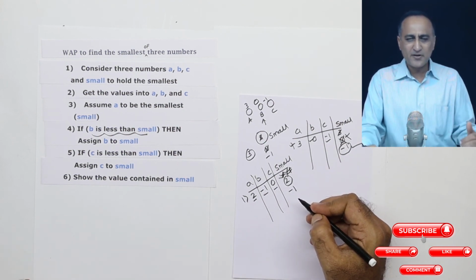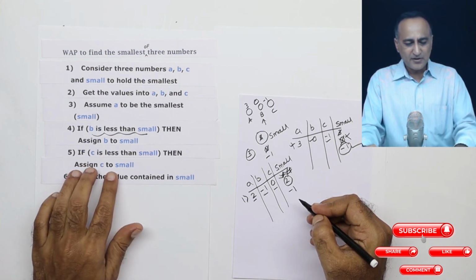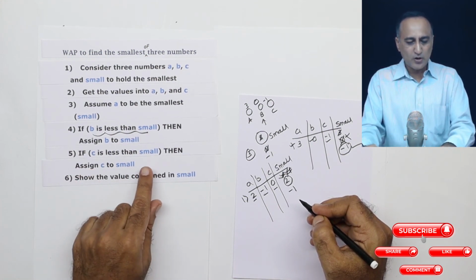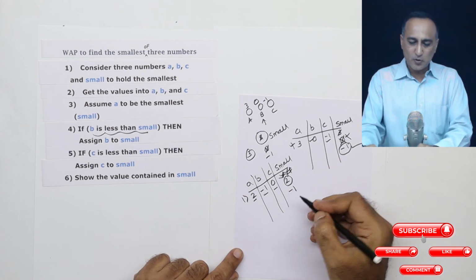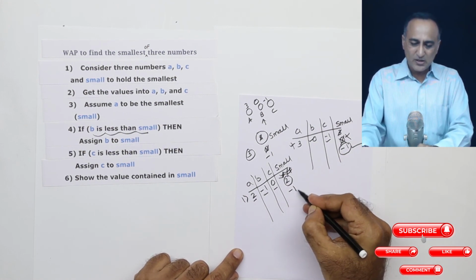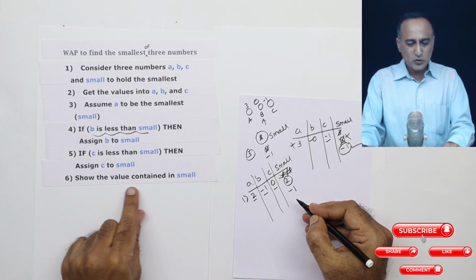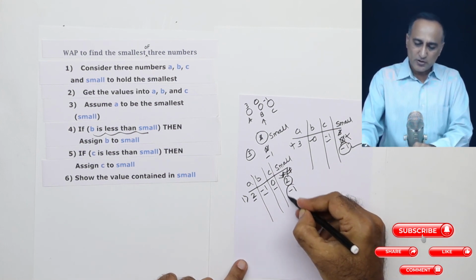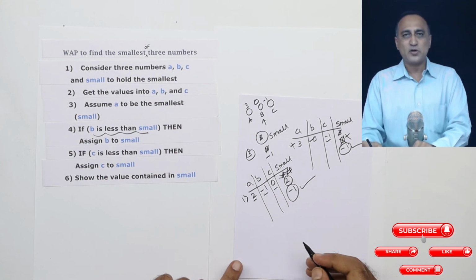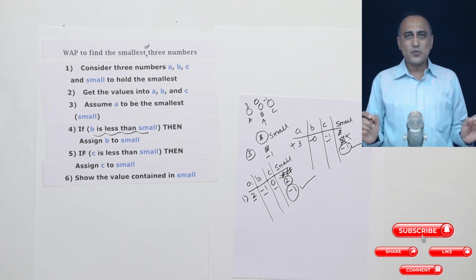See, I am doing it perfectly in an English-like manner. If C is less than small, then assign C to small. Now is 0 less than minus 1? No. So I don't do anything here. Then finally I say show the value contained in small. So it is going to print the value of minus 1 onto the screen. So this is the way of finding the smallest of three numbers which are unequal.